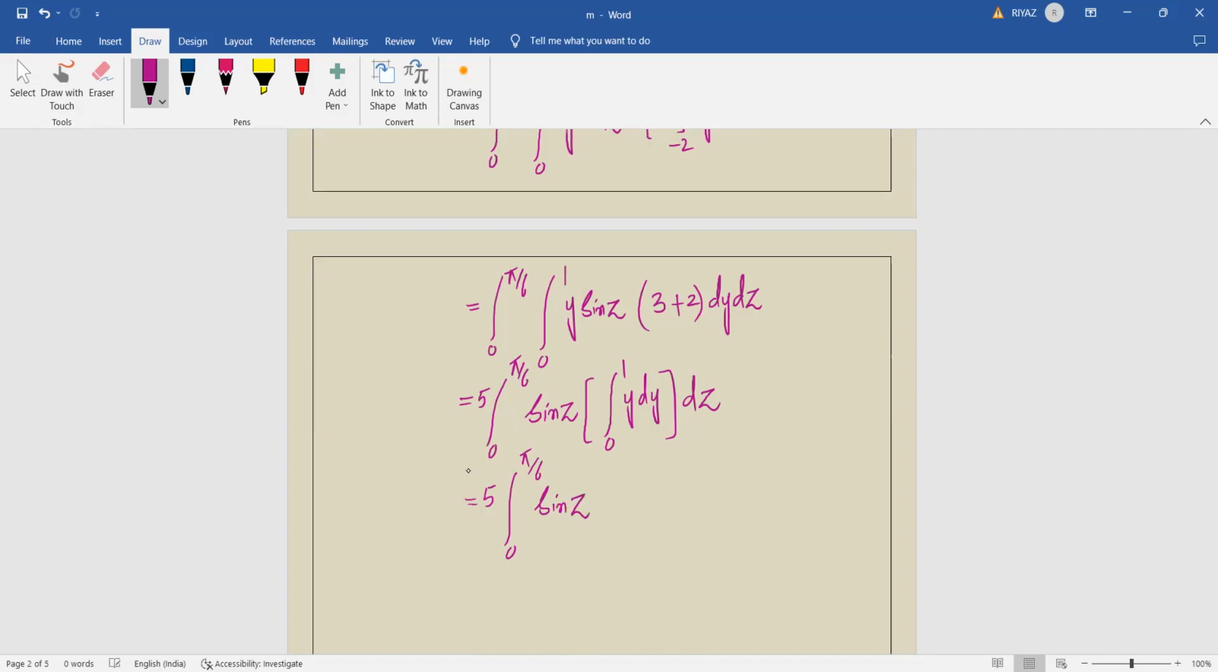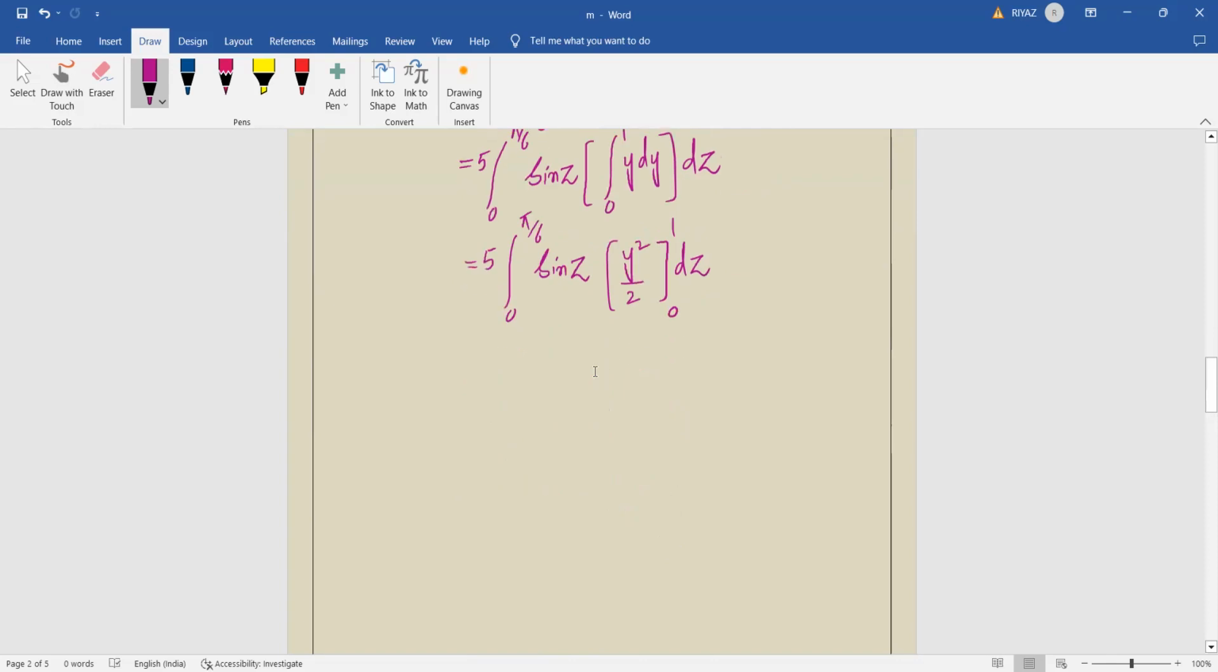What is the integration of y dy? Y square by 2, exactly. Using n plus 1 by n plus 1, and the limits are from 0 to 1, and then dz as it is. Once again, the same story: upper limit minus lower limit.